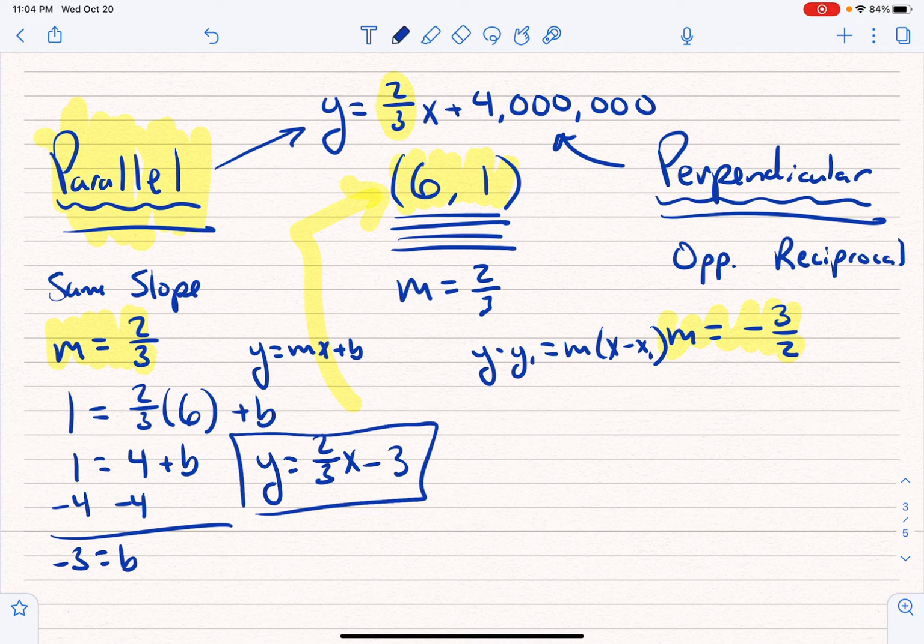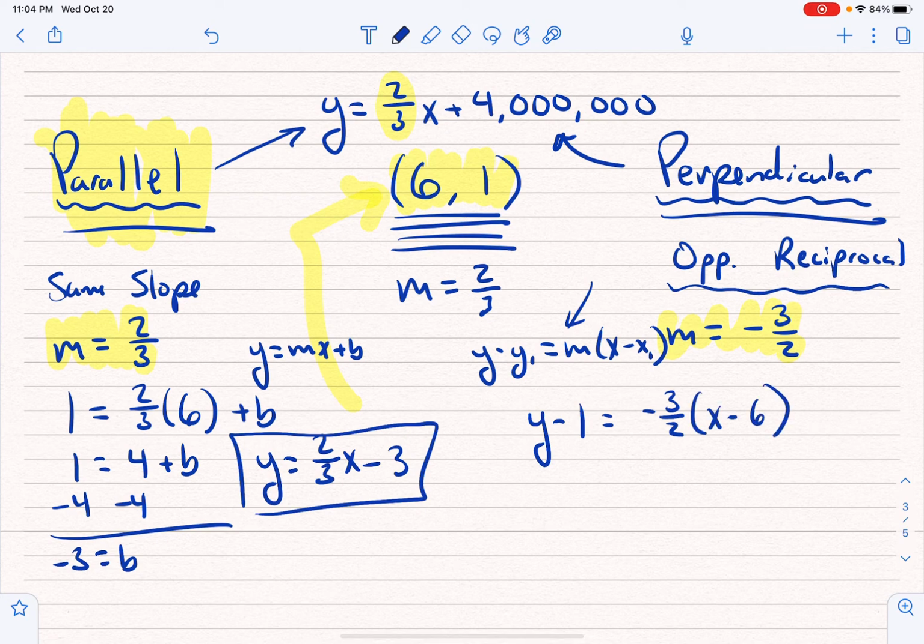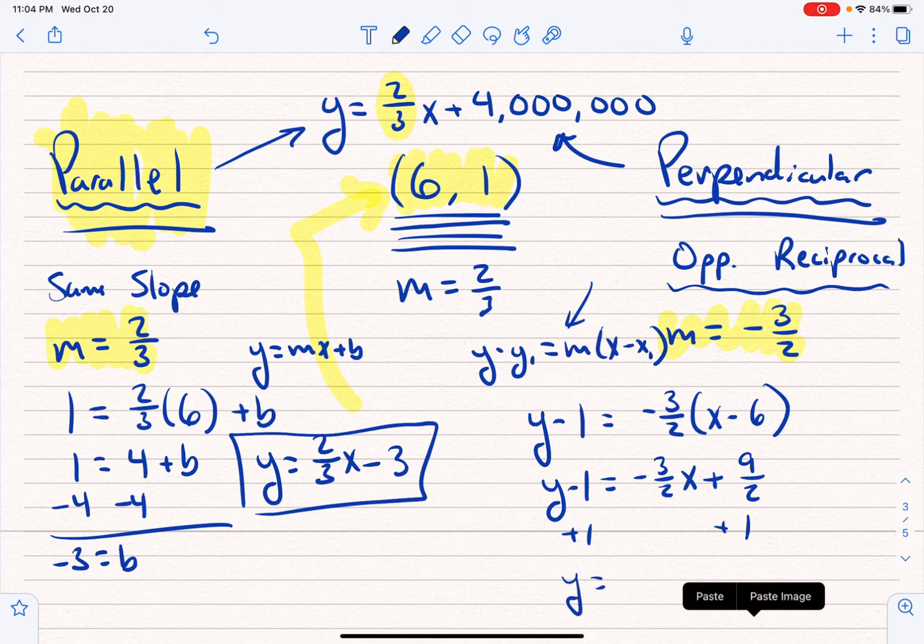Maybe you didn't. But now we're going to try the opposite reciprocal, perpendicular. For this one, I'll use point-slope form. I'll say y minus my y value, 1, equals my slope, -3/2, times x minus my x value of 6. So I get y minus 1, and I leave that side alone for a second. This I'm going to distribute: 3/2 x, since a negative times a negative is a positive. Then 3/2 times 6 is going to be 9/2, and then I add 1 to both sides.